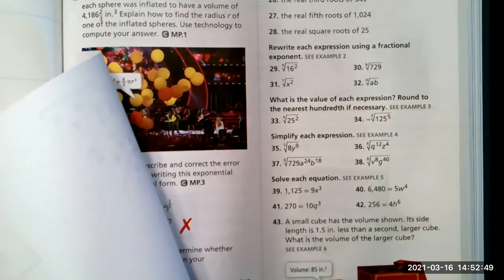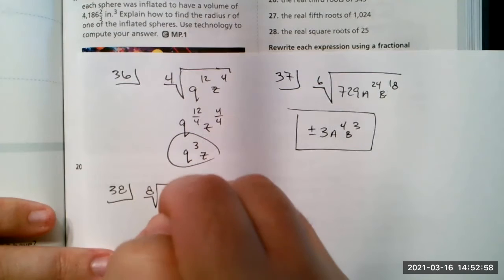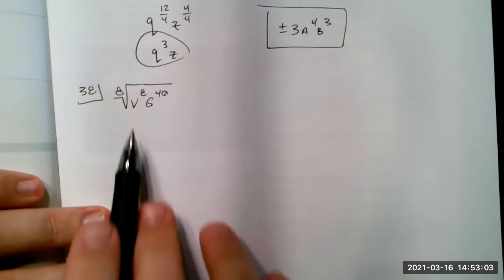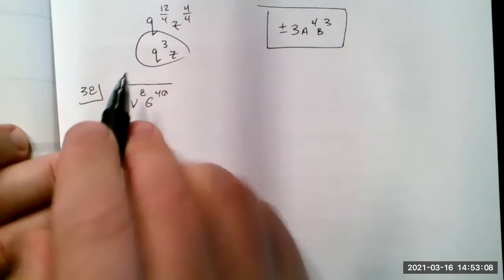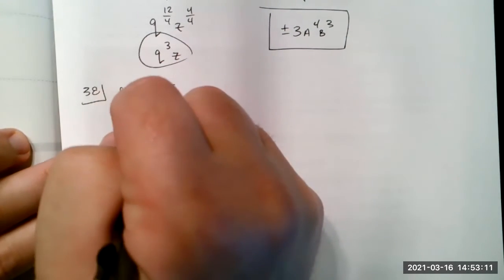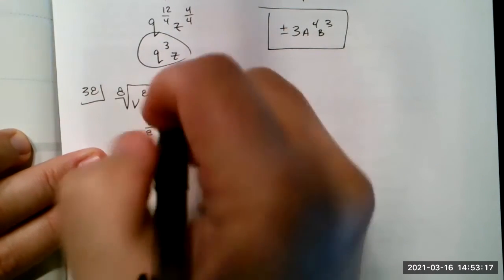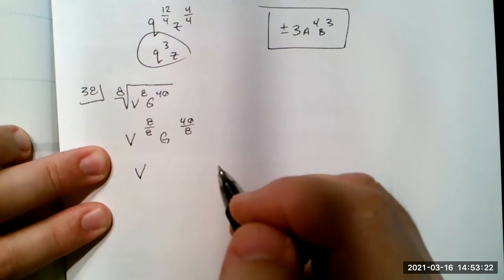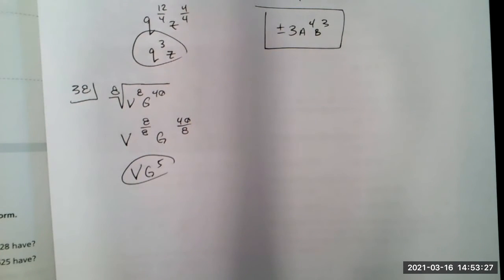38, the 8th root of v to the 8th, g to the 40th. Kind of the same thing we did up there. Remember, the 8th root of v to the 8th, this is all that's happening. You're taking v, its exponent over index, 8 divided by 8. You're taking g, exponent over index, 40 divided by 8. And then simplify, 8 divided by 8 is 1, 40 divided by 8 is 5. So vg to the 5th is my final answer.